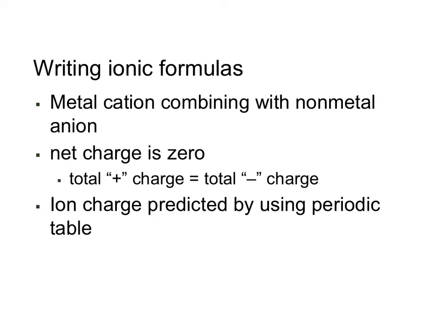One of the more common combinations that we will see is a cation formed from a metal combining with an anion formed from a nonmetal. When the two of these come together in an ionic compound, the overall charge will be 0, so the total amount of pluses will equal the total amount of negatives, and we can predict our ion charge by using the periodic table. We'll look at some examples of this in just a minute.